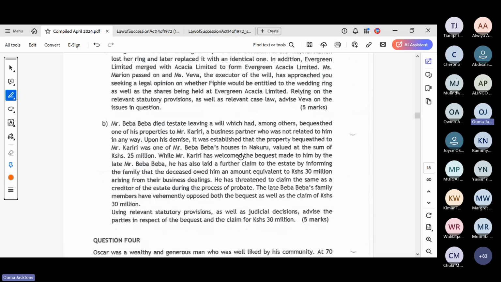Now from the question, Mr. Beba owed Mr. Kariri 30 million Kenya shillings, and he bequeathed Mr. Kariri 25 million in the will. Therefore, it shall be presumed that that 25 million is towards the satisfaction of the 30 million debt that was owed. Therefore, 25 million shall be set off against the 30 million debt. The conclusion is that Mr. Kariri cannot claim the sum of 30 million against the estate of the deceased person, hence can only claim 5 million. So you deduct 30 minus 25, and then you claim the rest.